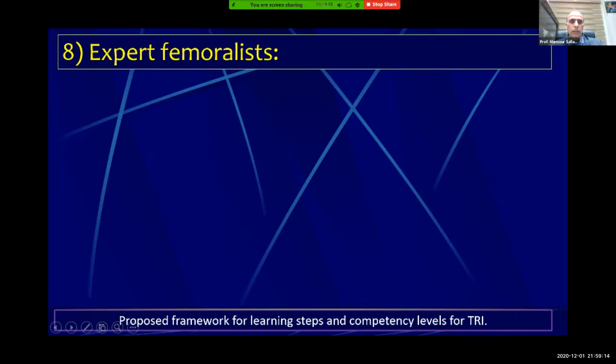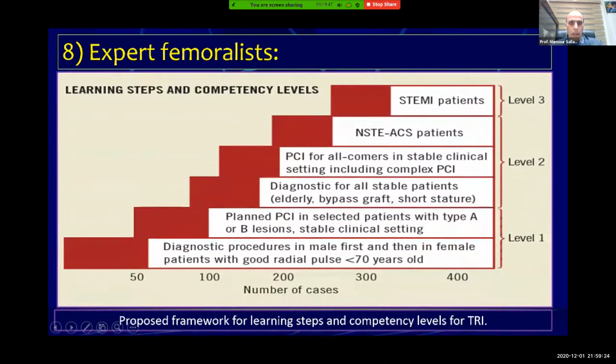The eighth fact is that there is a learning curve. Usually expert femoralists acquire the competency level very, very fast. Based on the European Society of Cardiology guidelines, you can perform as a single operator after 50 trans-radial procedures. After 100 patients, you can manage simple PCI. But please, to start the program for acute coronary syndrome, you have to perform approximately 400 patients.